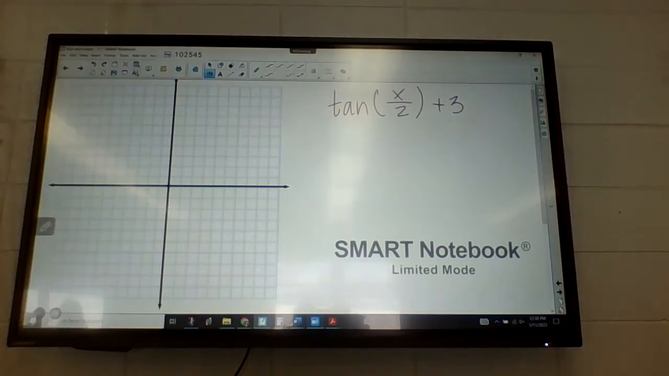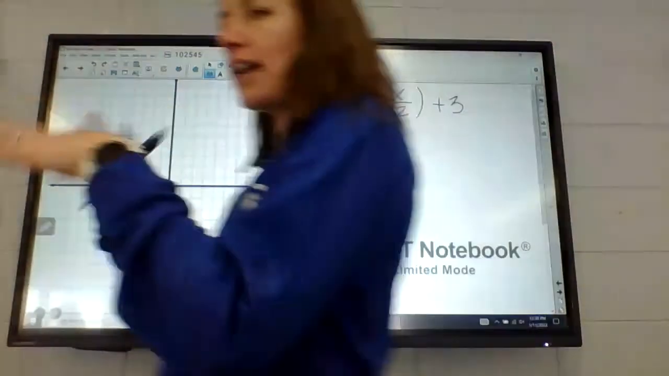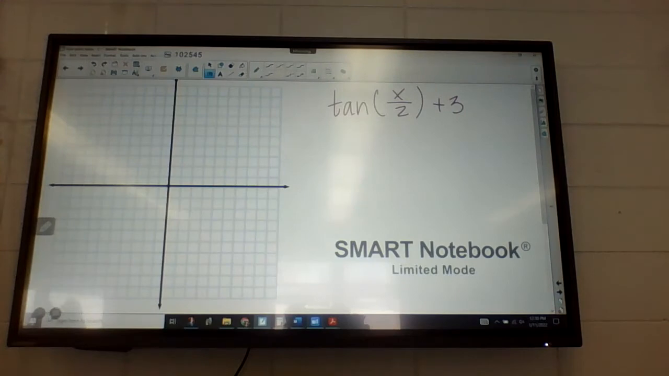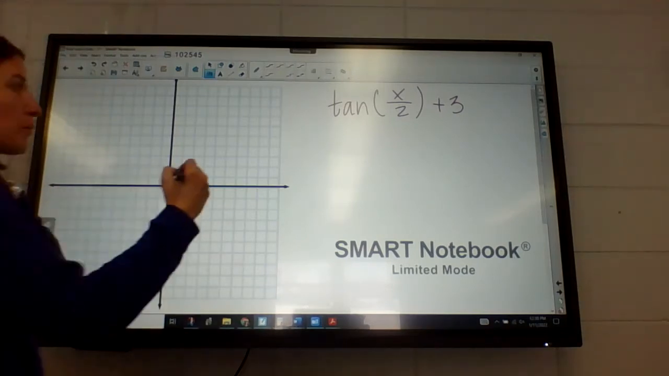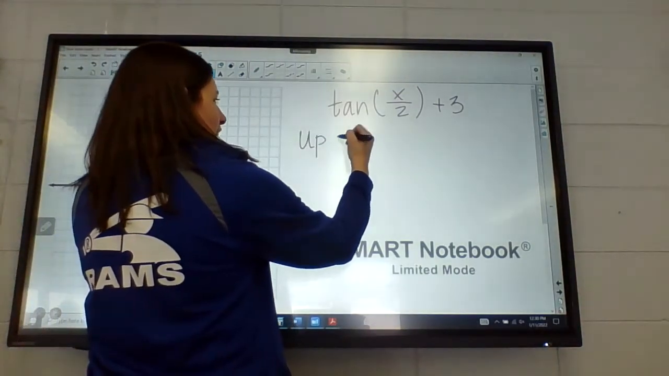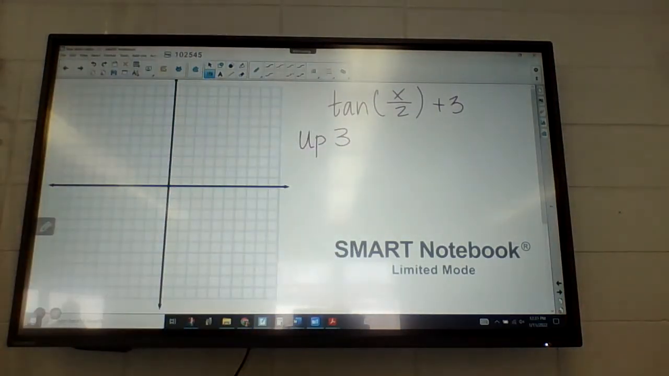All right. So let's do this one together here. So tangent of x over 2 plus 3. You can just kind of sketch it freehand if you want, or you can just look, you don't have to sketch it. Okay, so what's happening in this case? Up 3, so rather than crossing at 0, it's gonna shift up 3.